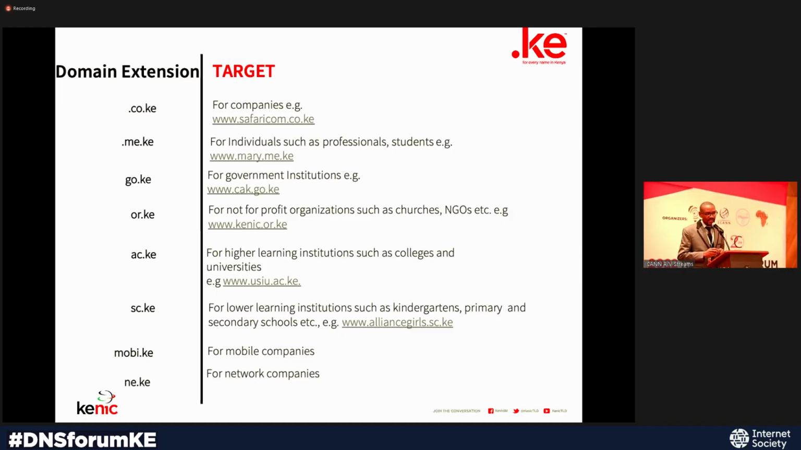And KENET, as Joel mentioned earlier, is the one that manages .ac.ke domains for us. We have .sc.ke for lower learning institutions. We have the other two, not so common, .mobi.ke and .ne.ke. From a tech perspective, we call these zones within the .ke namespace. But from a marketing perspective, you can call them our products. Okay, next slide.